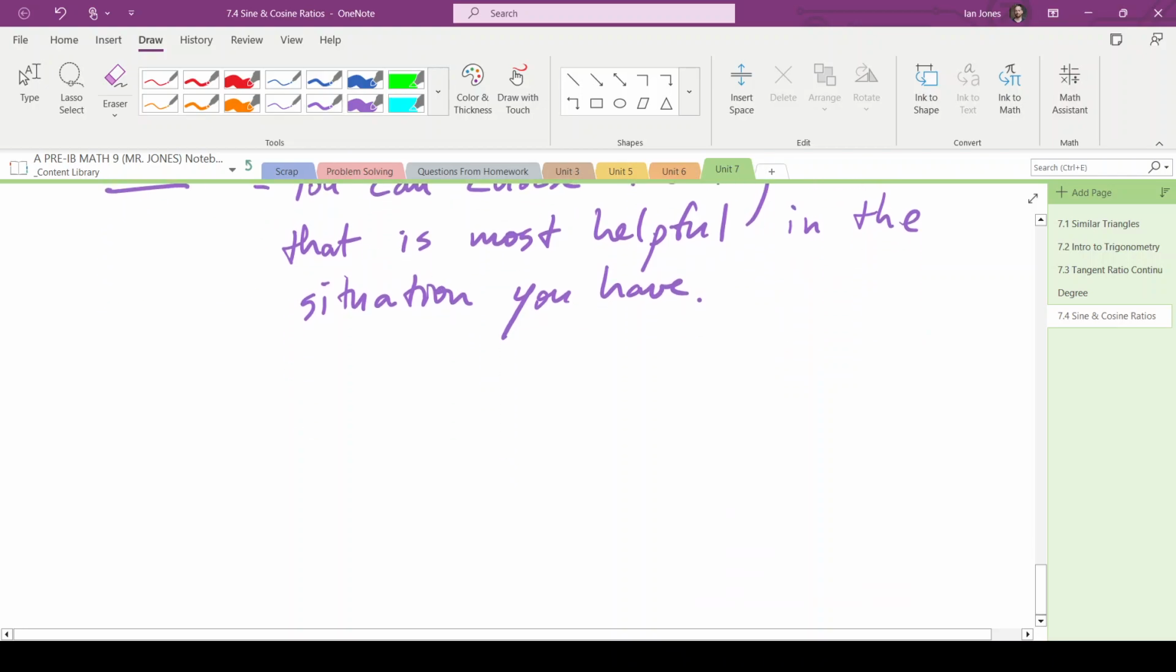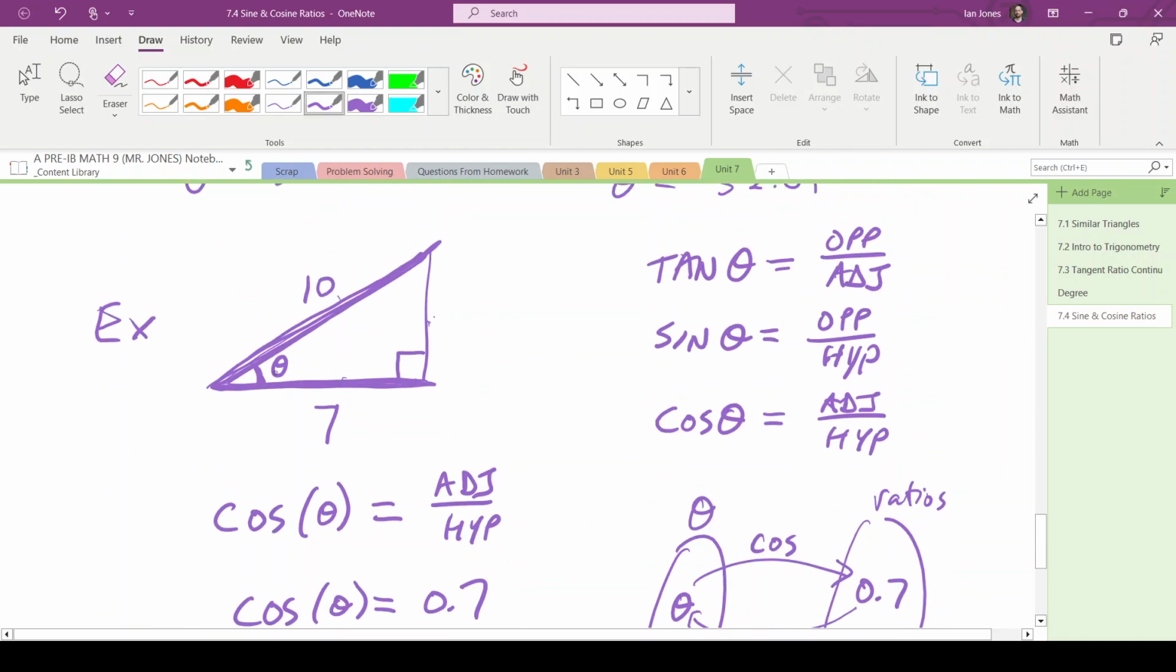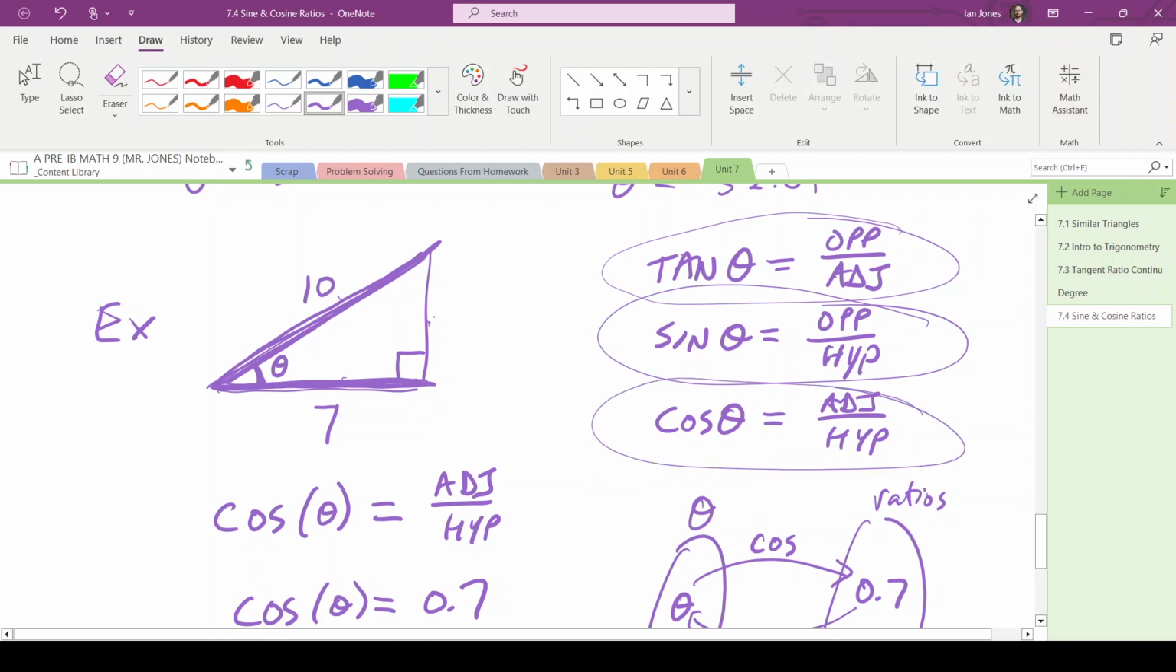So let's just walk through this here. If you are looking for an angle, then you have to see, okay, out of the two sides you know, what are they? If the two sides you know are opposite and adjacent, then you'll use tan. If the two sides you know are opposite and hypotenuse, then you'll use sine. If the two sides you know are adjacent and hypotenuse, then you'll use cosine.